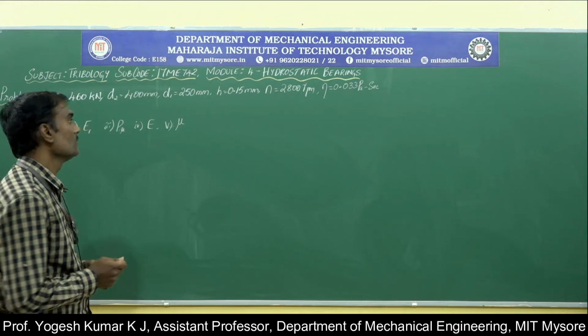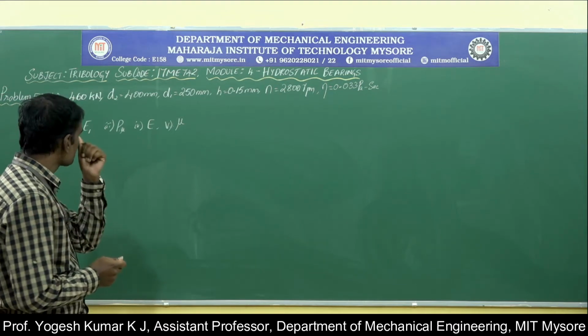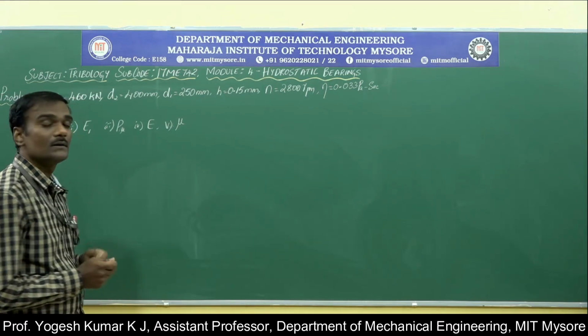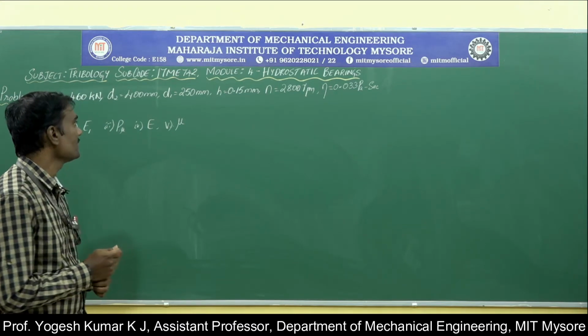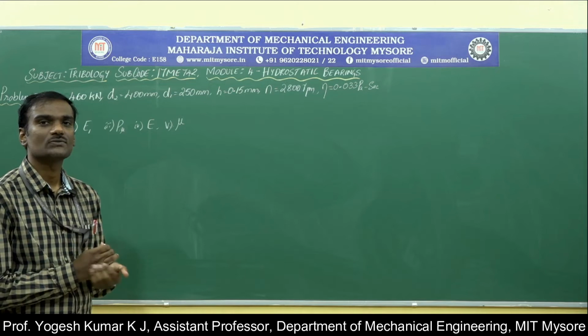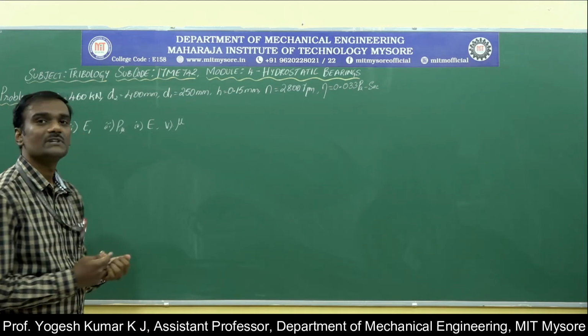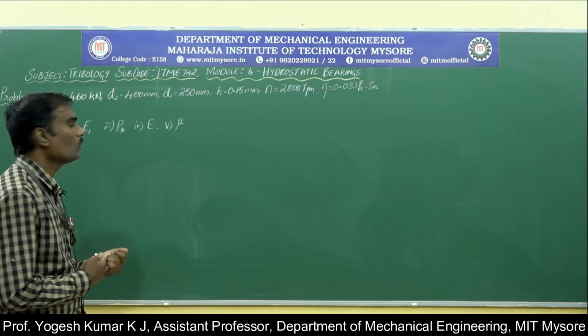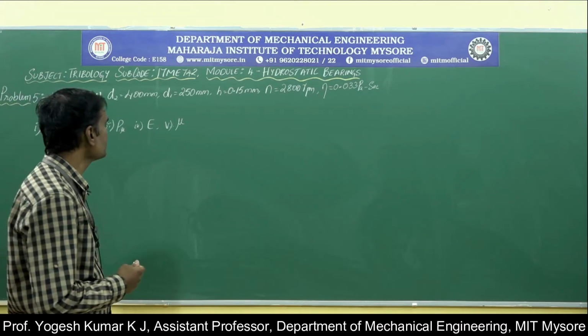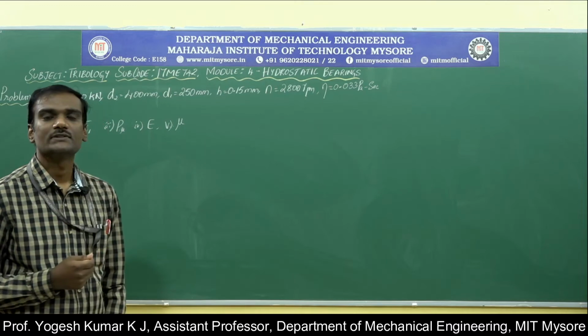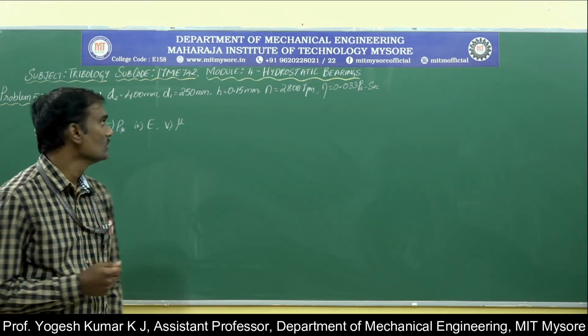Diameter of the shaft 400 mm. Diameter of the pocket or recess D1, that is 250 mm. Oil film thickness is 0.15 millimeters. Shaft speed is 2800 rpm.